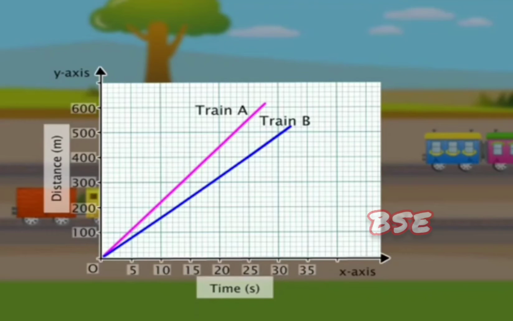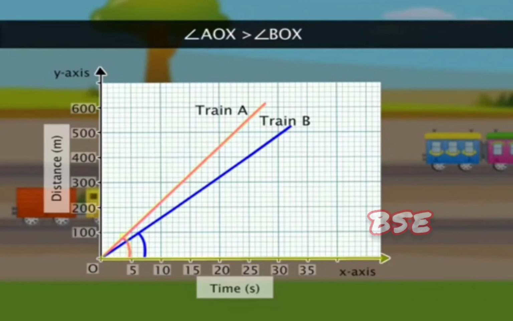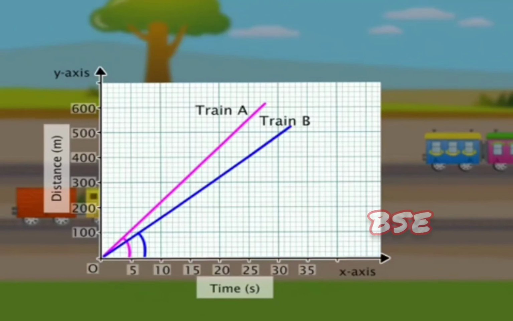Look at the angles formed by the graphs for train A and train B with the x-axis. The graph for train A forms a greater angle with the x-axis than the angle for train B. Let us test this observation by calculating the speed of the two trains by using the distance time graphs.